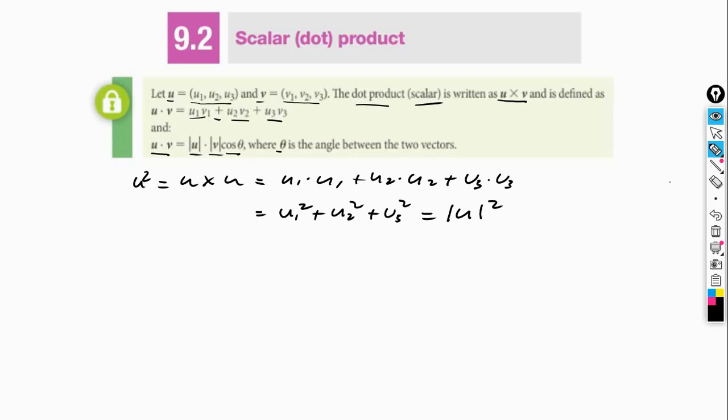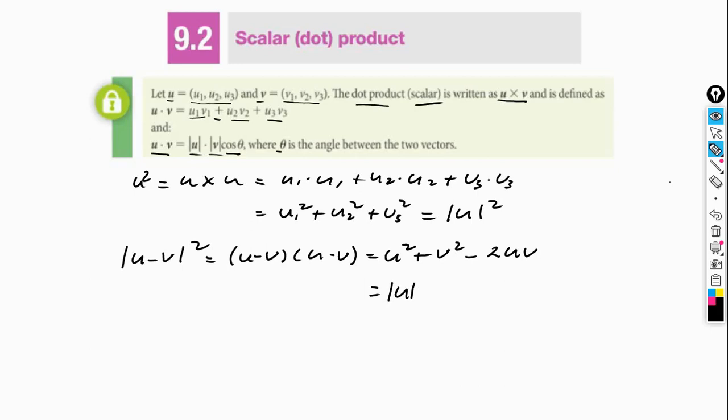So what happens if we have the magnitude of u minus v squared? This is going to be the same as u minus v times u minus v. And from algebra, we know that this is the same as saying u squared plus v squared minus 2 times u · v. But from what we saw previously, this can also be written as the magnitude of u squared plus the magnitude of v squared minus 2 times u · v.